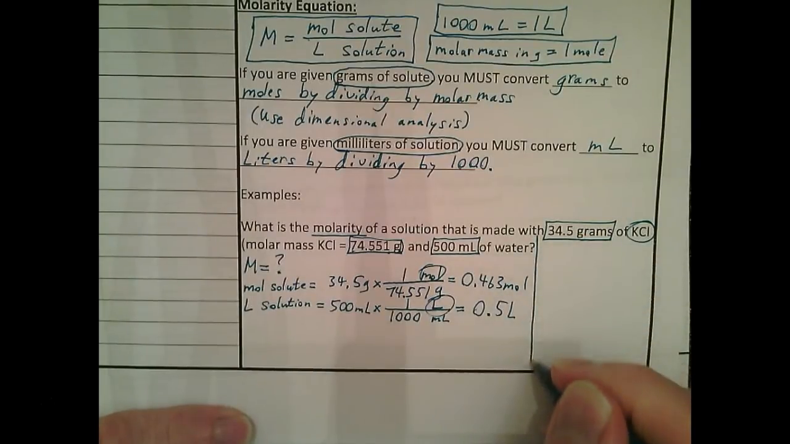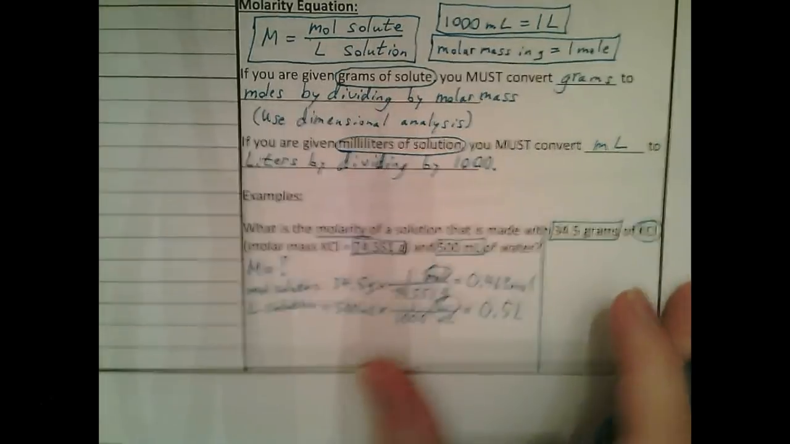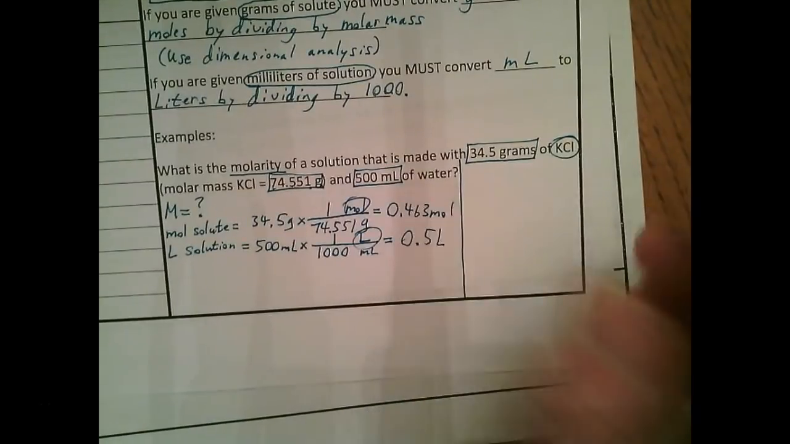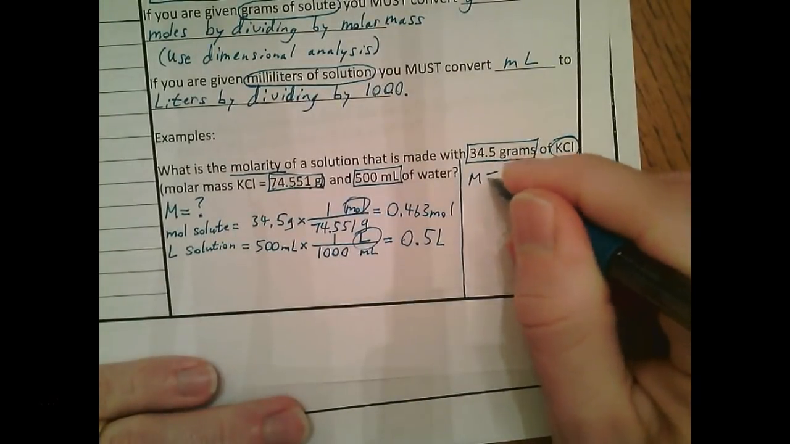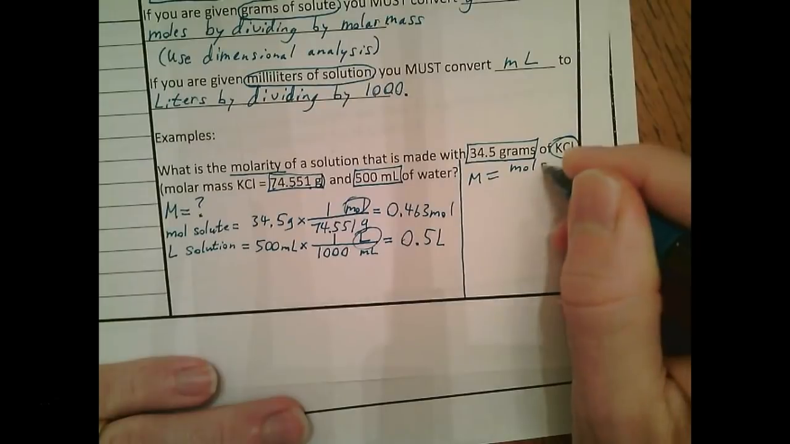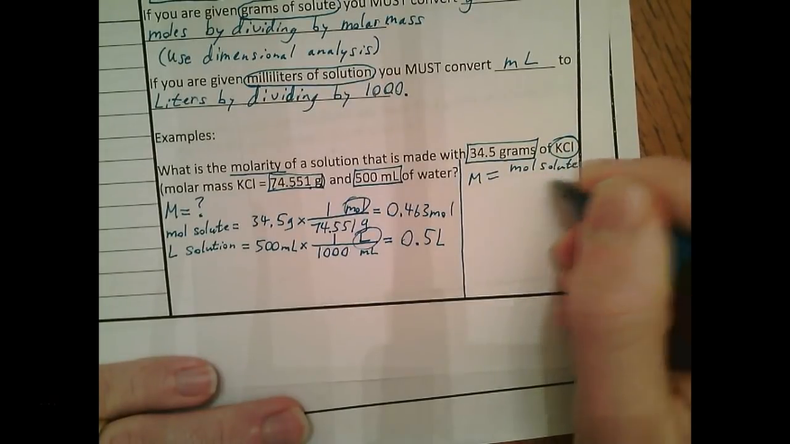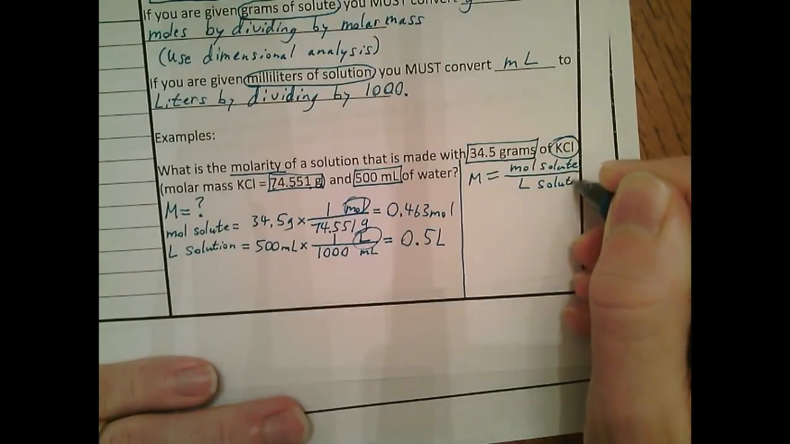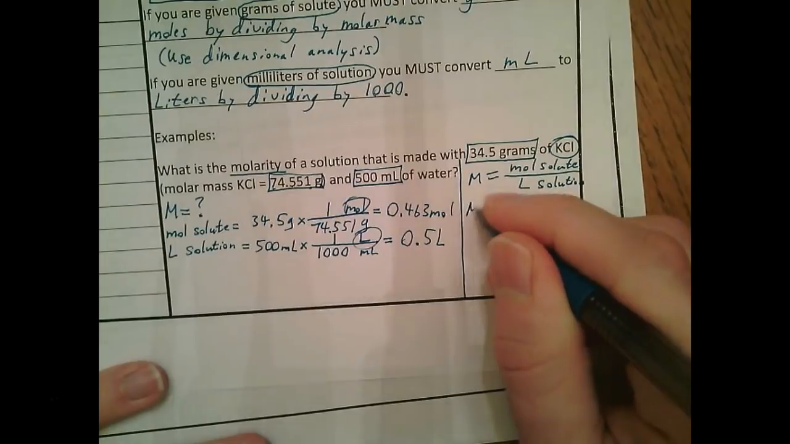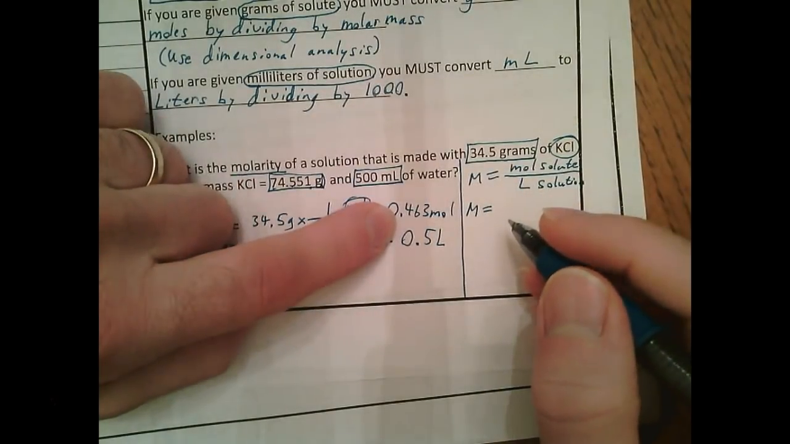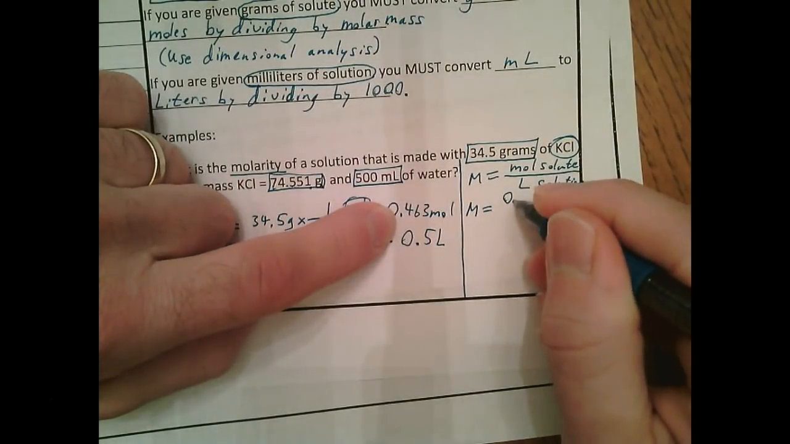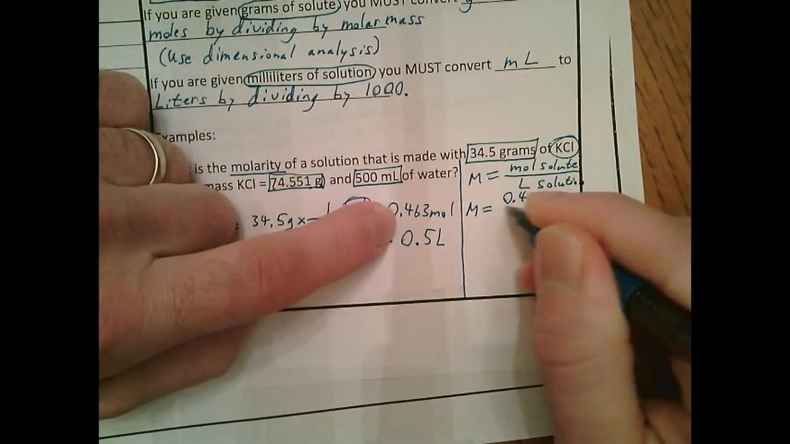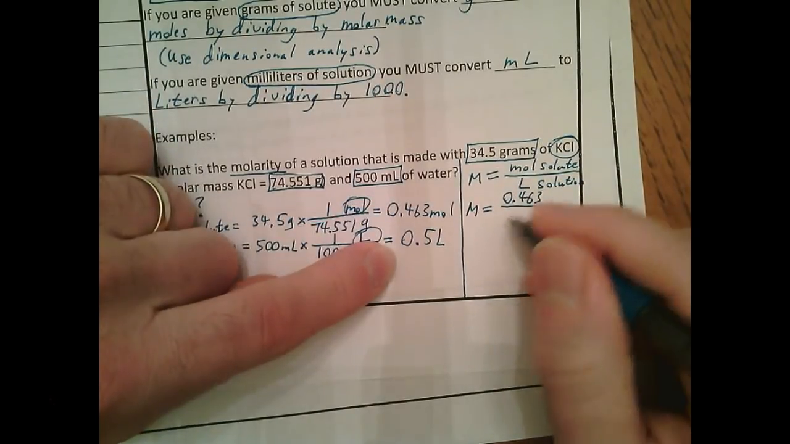We have a lot of room to work right here, but it's not difficult. So my equation is molarity equals moles of solute over liters of solution. Moles of solute over liters of solution. So M equals, we put 0.463 over 0.5.